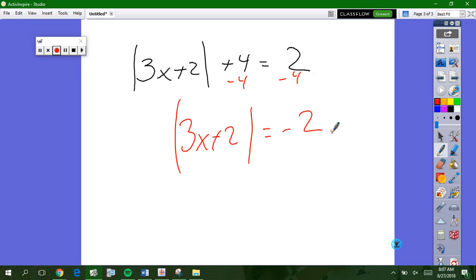So what is that saying? It says the distance equals -2. So what do we do? Then it equals a -2 and 2, right?